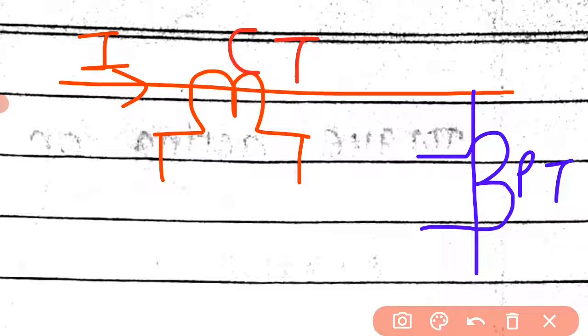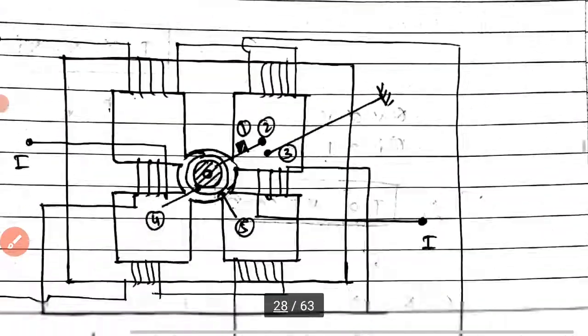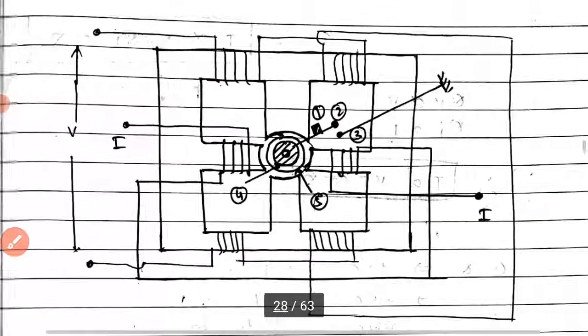So what happens in the CT? CT means current transformer and it steps down the current. The PT, the potential transformer, steps down the voltage. Now we are focusing on the induction cup relay diagram.